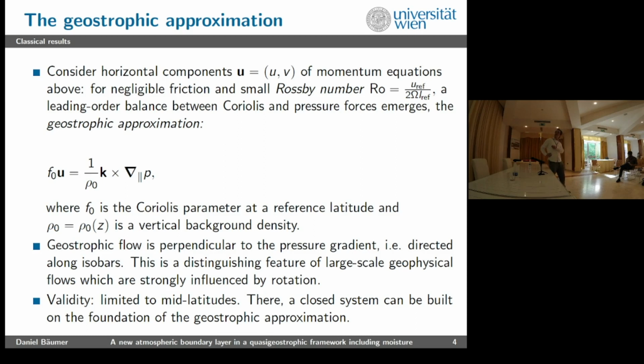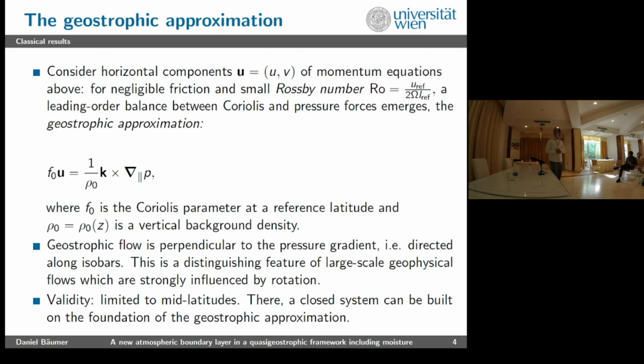So we have U multiplied by the Coriolis parameter at the reference latitude. We have a background density, which is purely vertical. And here we have this product with the horizontal pressure gradient. So this statement here really means that geostrophic flow is perpendicular to the pressure gradient.